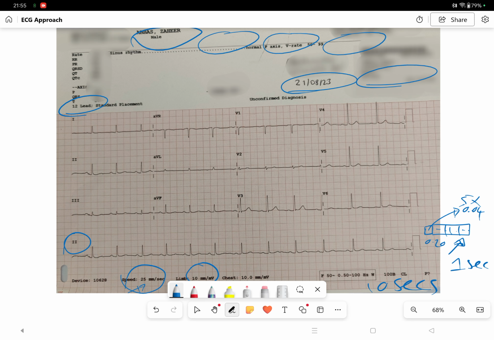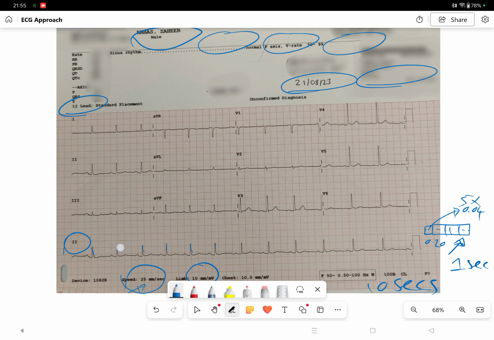Then lead 2, I'm going to look at these R waves. So these are our R waves, you'll see from our previous video. And you're going to look at the regularity to see that these R waves occur at regular intervals. One of the best ways to calculate the heart rate essentially is you can calculate the number of large squares between 2 consecutive R waves, and then you can do 300 divided by those large squares.